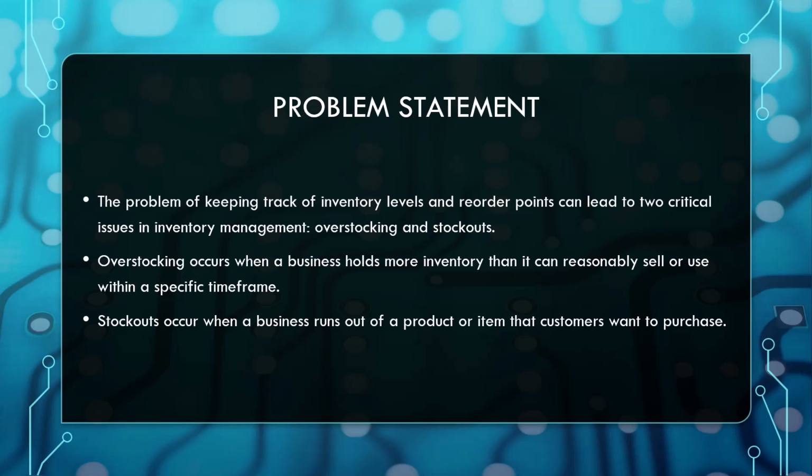This can lead to two critical issues. Overstocking, which happens when a business holds more inventory than it can reasonably sell or use within a specific time frame. This ties up capital and storage space. And stockouts, which is when a business runs out of a product or item that customers want to purchase. In this way, you can lose sales and potential customers.